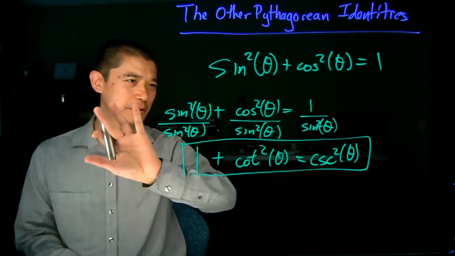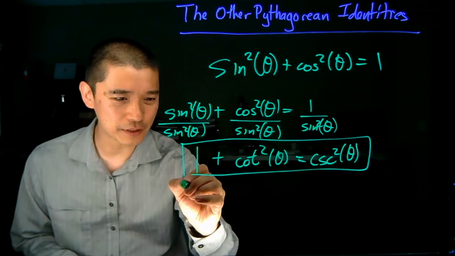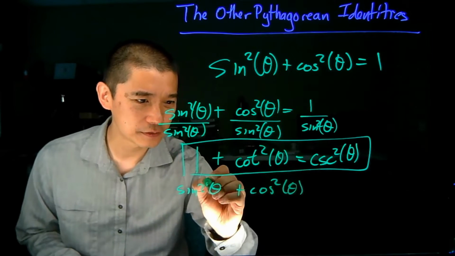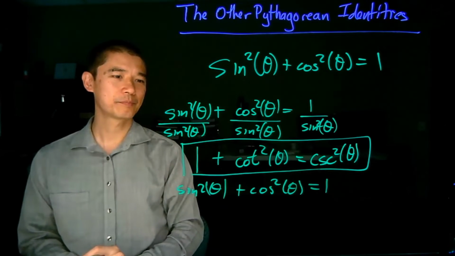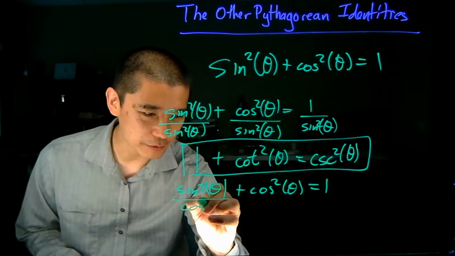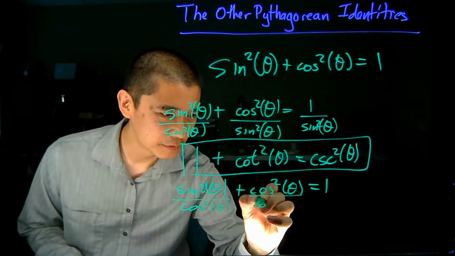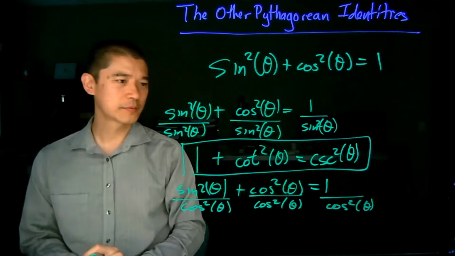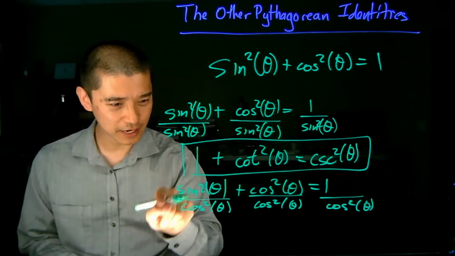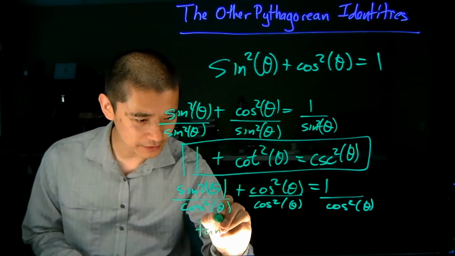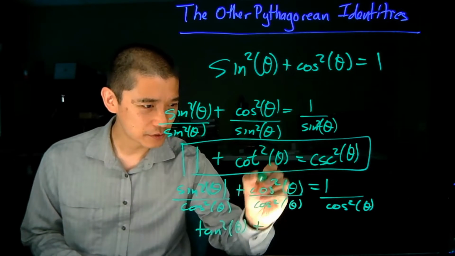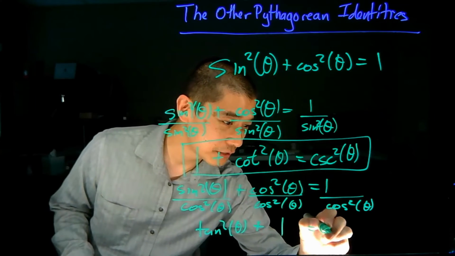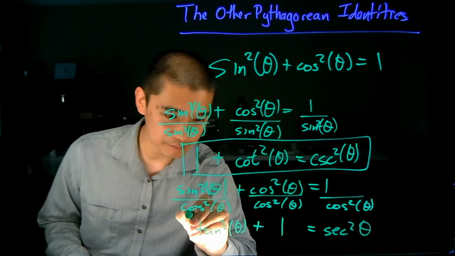And all we're going to do is do the same thing except divide through by cosine squared theta. So again, sine squared theta plus cosine squared theta equals 1. Divide everything by cosine squared theta. And now we just simplify. Sine over cosine is tangent theta, so that's tangent squared theta. Cosine over cosine is 1, is equal to 1 over cosine, which is secant squared theta.